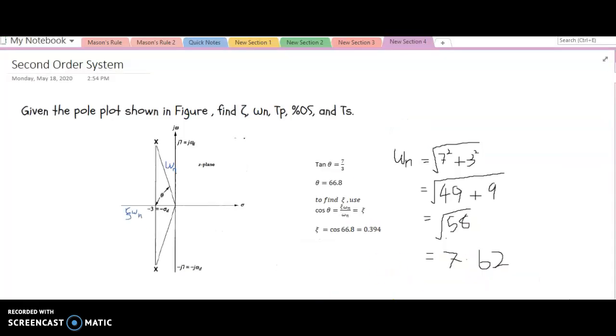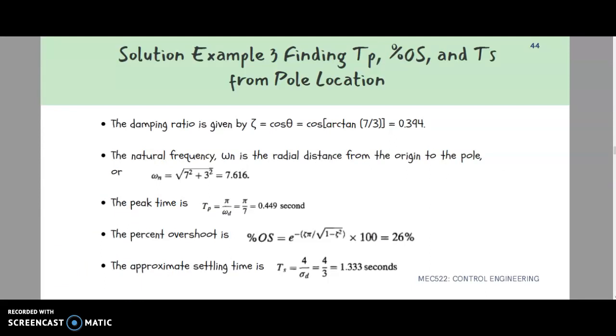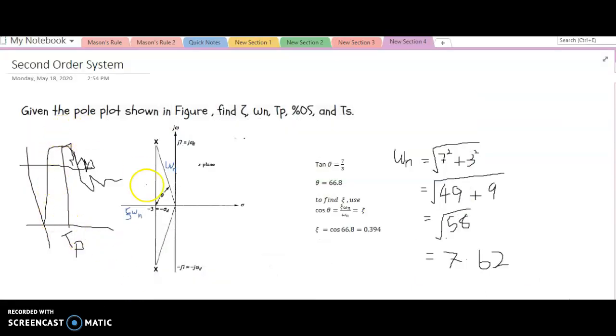Then you can draw the graph for the system, something like this. This one is TP, which you can calculate. This one is the maximum overshoot, MP. And then you can find TP and then TS, maybe here. Something like this. So you can draw it properly.